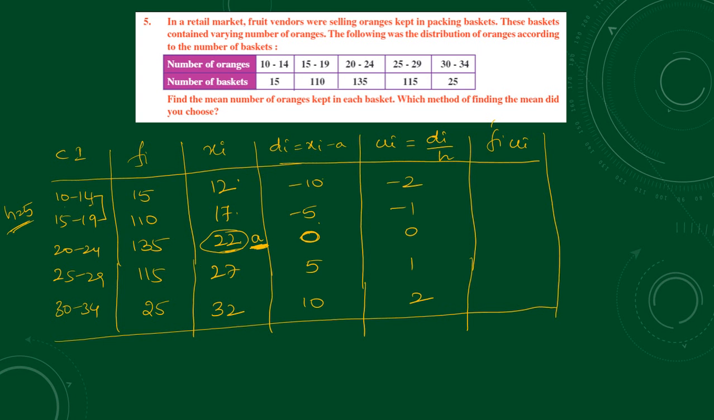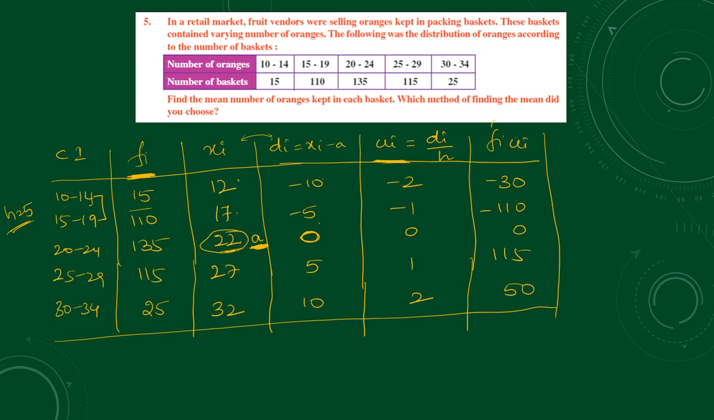So directly multiplying, 15 into minus 2 is minus 30. While multiplying, be careful. You need to multiply fi, the second column, with the ui column. If you want, you can make use of your fingers. Otherwise, hide these two columns using a book or paper and move on with the multiplication. So this becomes minus 110, 135 into 0, next 115, and 25 2s are 50.